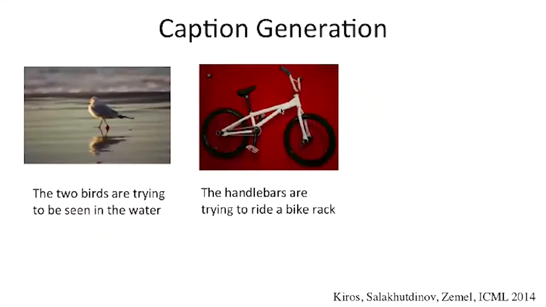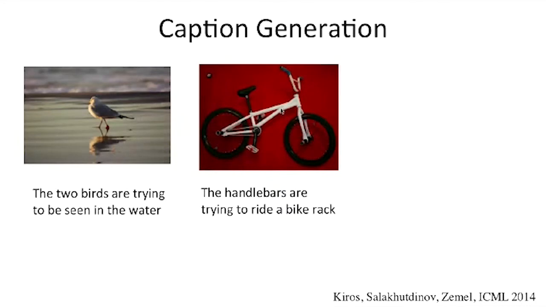Here's an example of the model not doing so well. For one example, it says the two birds are trying to be seen in the water, or the handlebars are trying to ride a bike rack. Now, if you look at these two images, you might say, well, that's not good. But at the same time, to us as researchers, this was actually a really good result, because what we wanted to see was a model that can generalize. We wanted to see a model that can generate new captions. Obviously, a caption like the handlebars are trying to ride a bike rack is something that a human wouldn't generate, because it just doesn't make much sense.